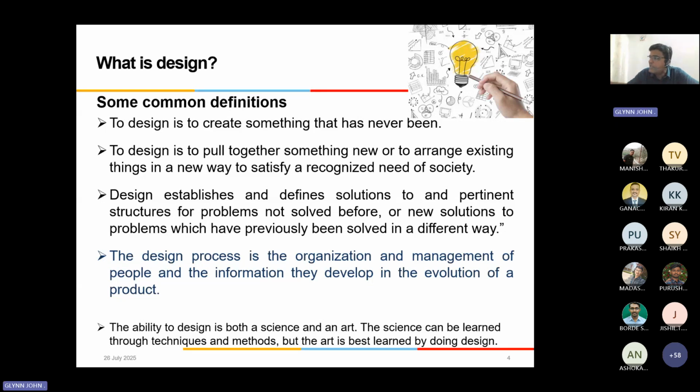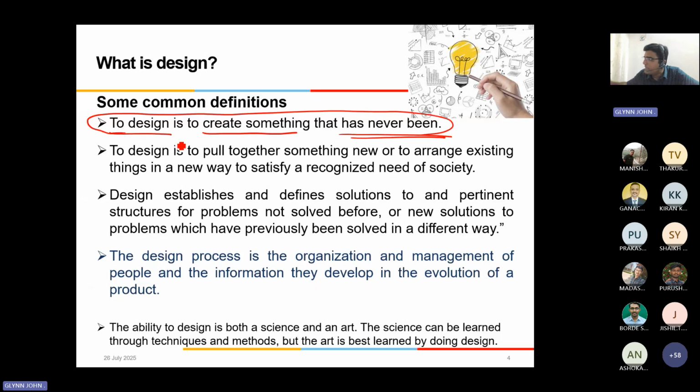Okay, so if you look at the definition of the design process, what is design, right? Now here there is one definition. To design is to create something that has never been, right? So this is not always true. This is one way of looking at it.